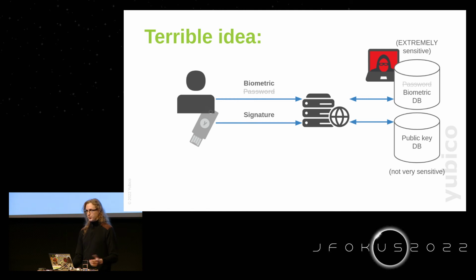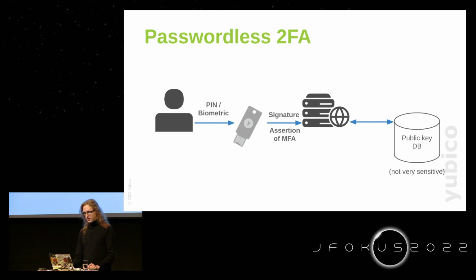So what we do instead in WebAuthn is we send a PIN or a biometric to the Authenticator. So, for example, to the YubiKey. And then the YubiKey will authenticate the PIN or the biometric and then send the signature as usual to the server. And in that signature is also an assertion that multi-factor authentication has been done. So the PIN or the biometric is never sent across the network. All that's sent across the network is a single bit flag saying, yes, this was two-factor authentication.